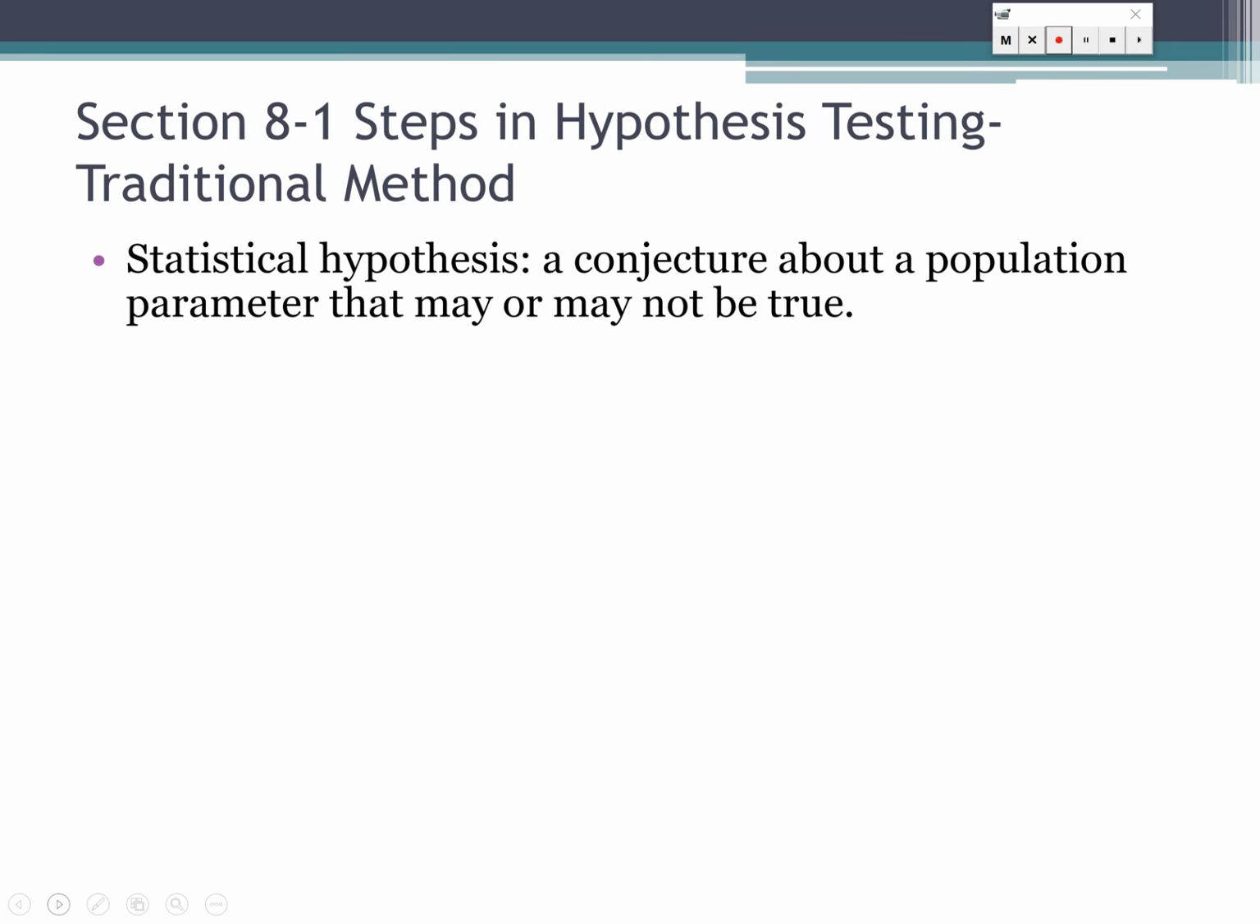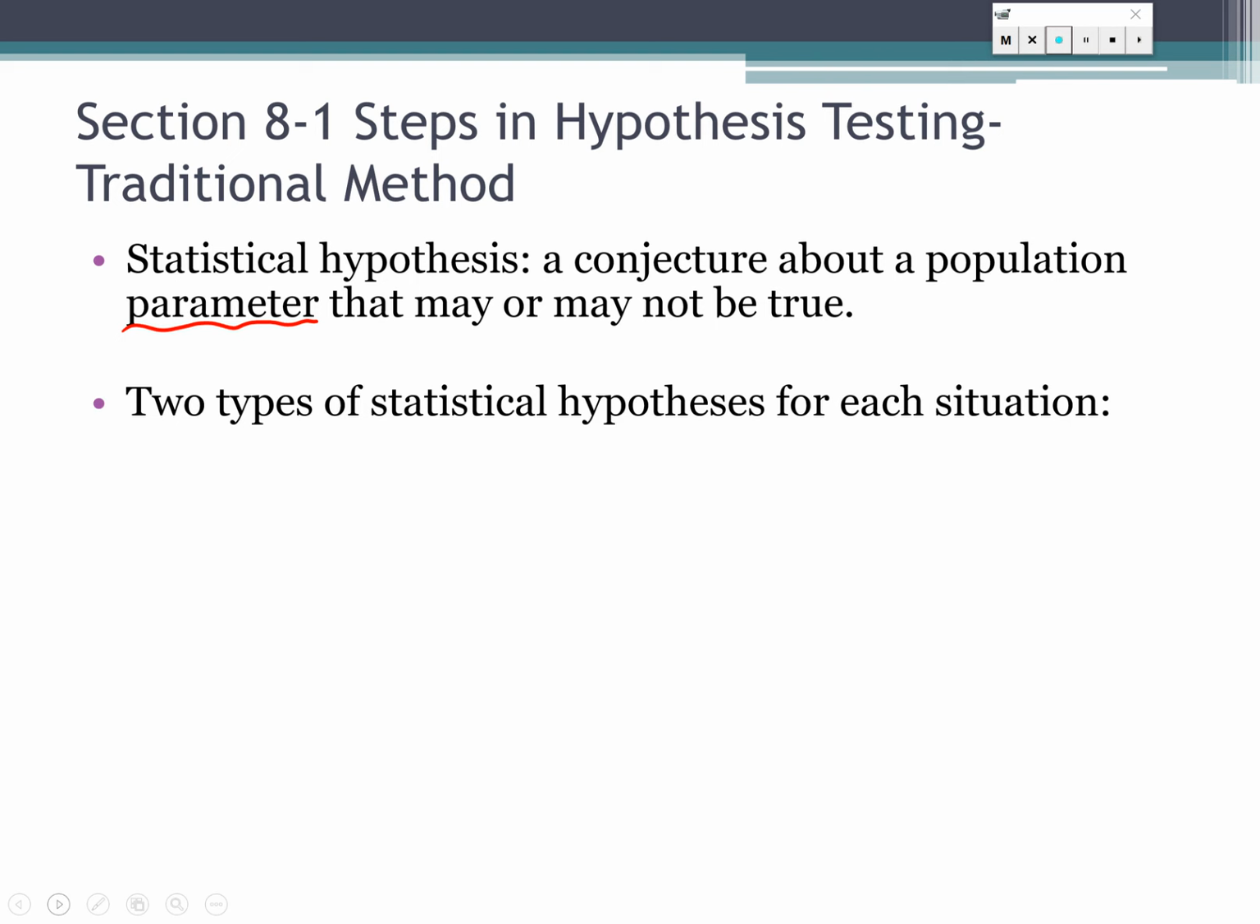When we talk about a statistical hypothesis, it's a conjecture about a population parameter that may or may not be true. Now, I know you guys outlined these ahead of time, but remember, parameters are things dealing with the population, like population mean, population variance, population standard deviation, population proportion. So when you see parameter, those are the types of things that we're talking about. So we're going to make a conjecture about maybe population mean. That's what we're going to start with tomorrow. But that's what we mean by parameter.